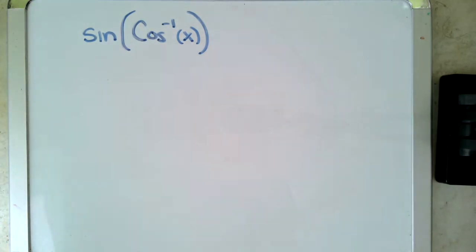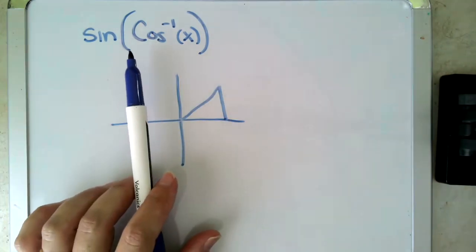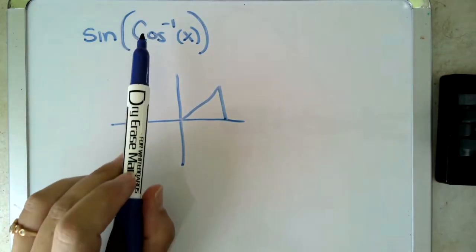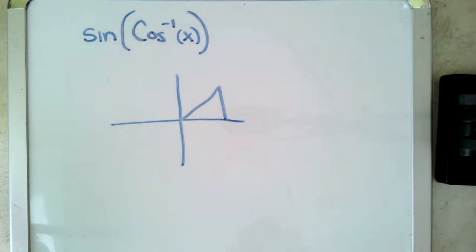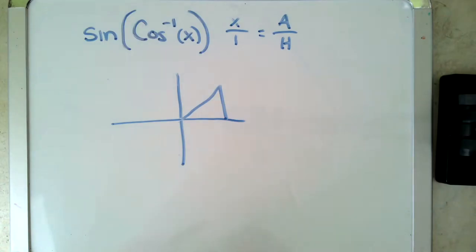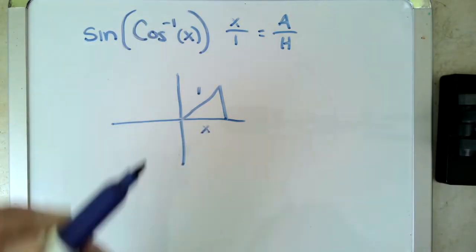So let's go ahead and make our triangle. All right, so the inverse cosine is x. So we know cosine, that's adjacent over hypotenuse. And if it is x, then we could think of that as x over 1, because we know that the hypotenuse in our unit circle is always 1. And our adjacent in that case would be x.